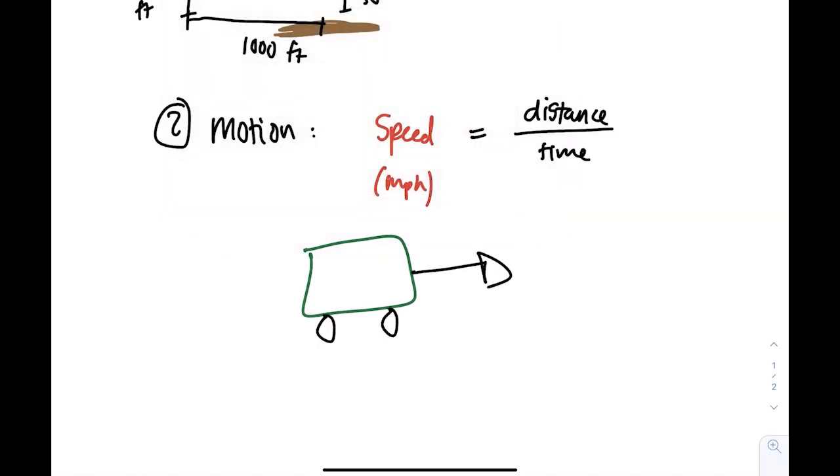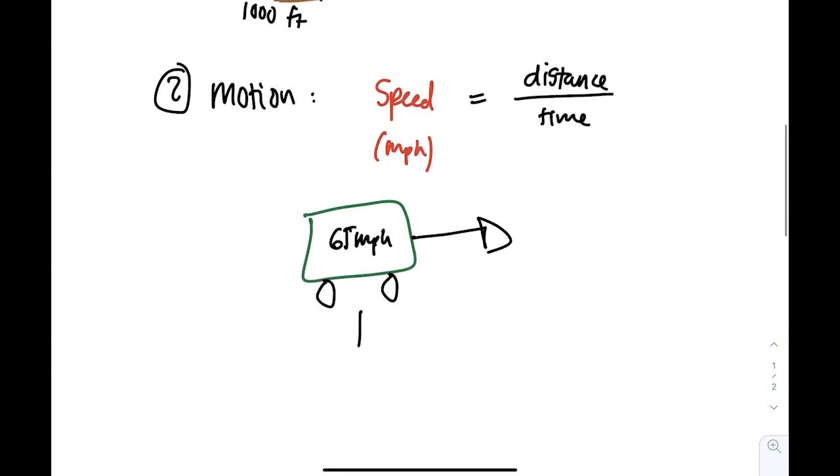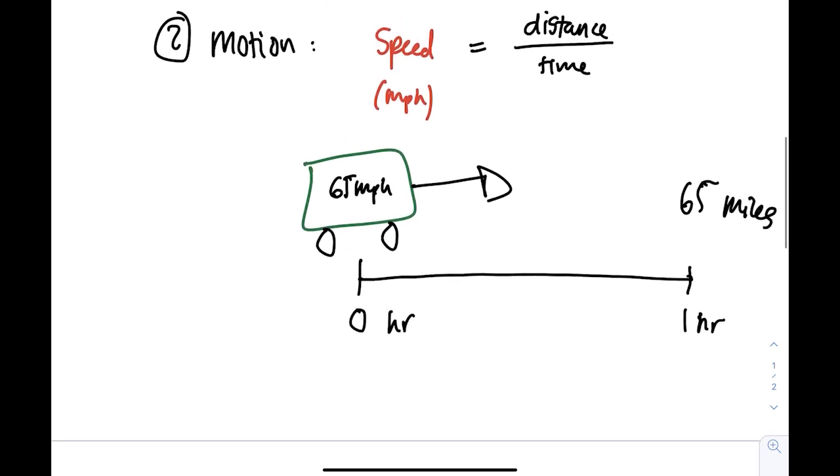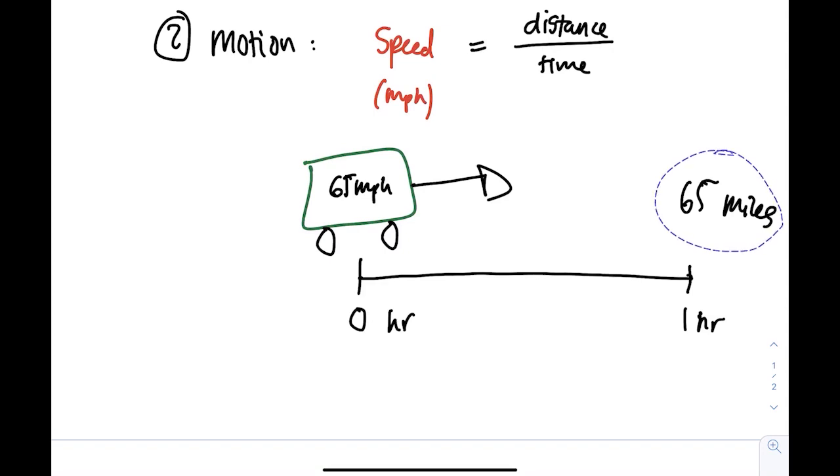So if we start from the starting line and we travel for 1 hour, the car will end up 65 miles away from where the car started. And by that same logic, after 2 hours, the car will have gone 130 miles.